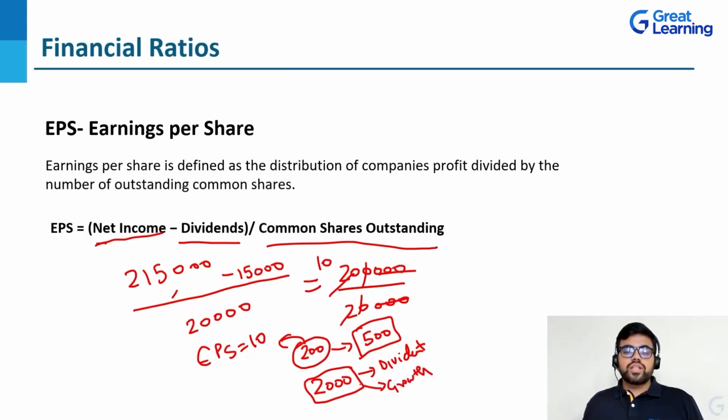When the company puts its money into growth purposes, it is likely that the share price of that company would go up, because it is investing in itself for a better future. So the share price will go up, hence the value of your shares will also go up. So this is what EPS means.